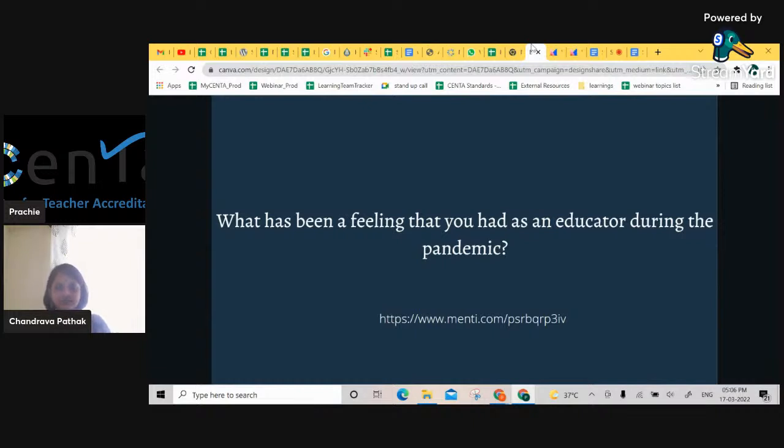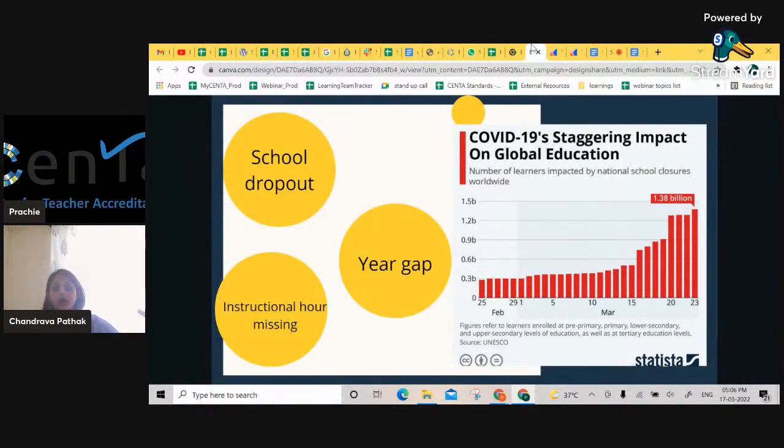Prachi, next slide, please. This is the overall impact of COVID on global education. If you see, 1.38 billion students got impacted because of the COVID pandemic. And these are the words that have come into my mind every time I have thought about COVID: school dropouts, year gap, instructional hours missing. All of these together have created a feeling within me, exactly what you have felt, right? Prachi, please, next slide.